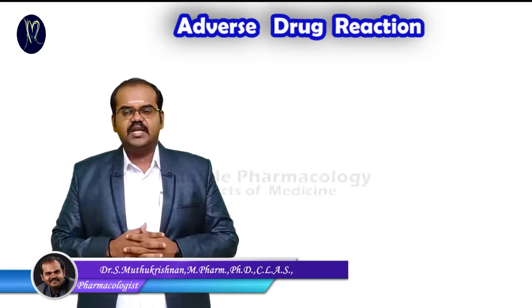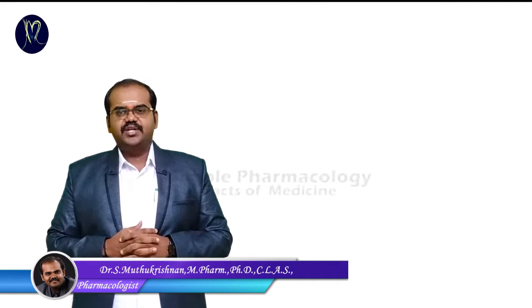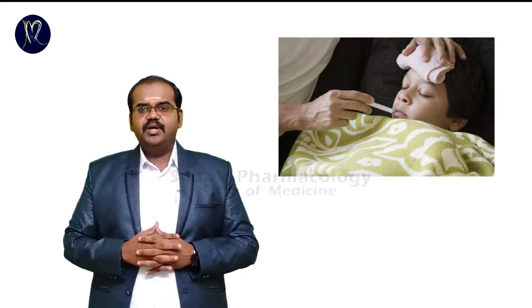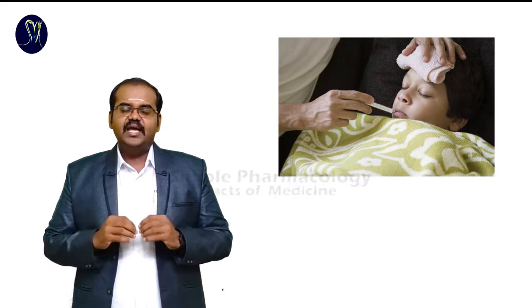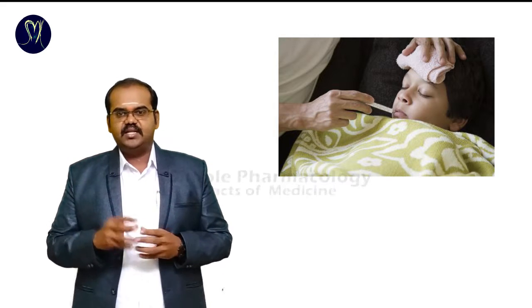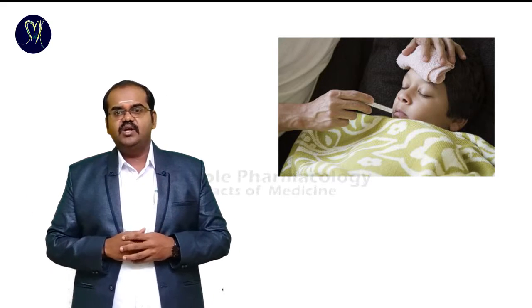Next, adverse drug reactions. The major adverse drug reaction is chills and fever. What is the reason behind that? Once the drug is administered, it immediately activates the release of various inflammatory mediators like cytokines. That is the reason behind the chills and fever. This reaction can be overcome by administration of hydrocortisone 0.6 mg per kg.